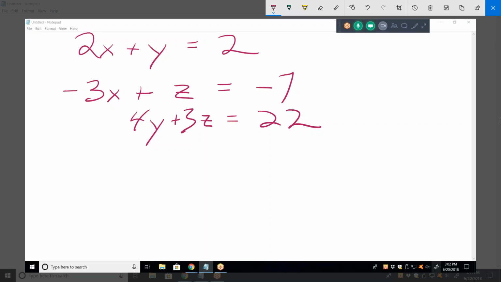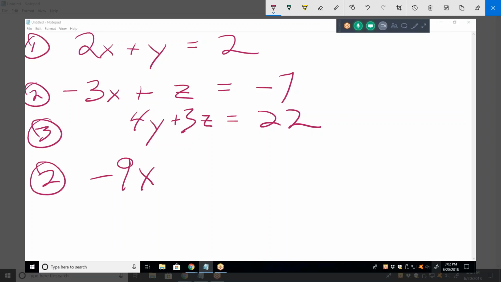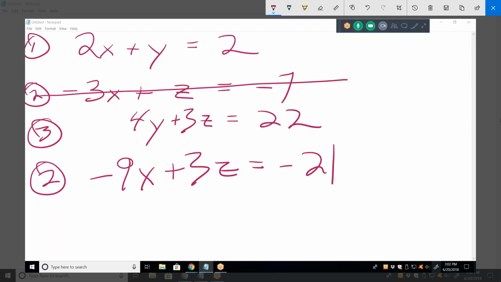Okay. So here's equation 1, 2, 3. We're going to take equation number 2, multiply it by 3, which gives me 9x plus 3z equals minus 21. Cross that one out. Because especially when you have three equations and three unknowns, you end up with equations all over your page. And that's why I number them, and when I'm done with one, I cross it out. Now, what's the next step?